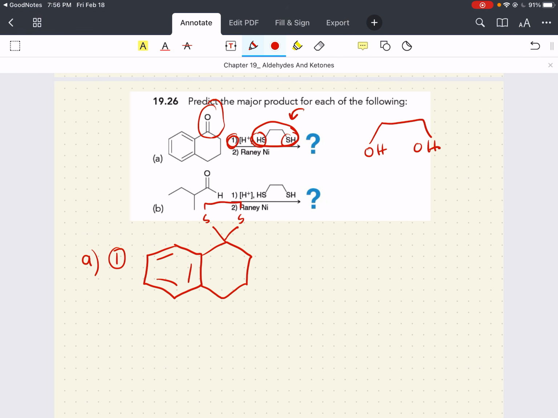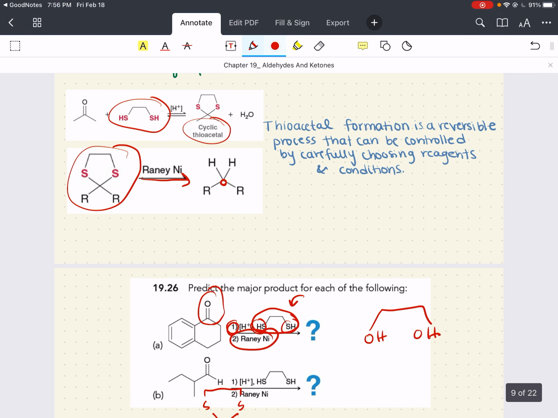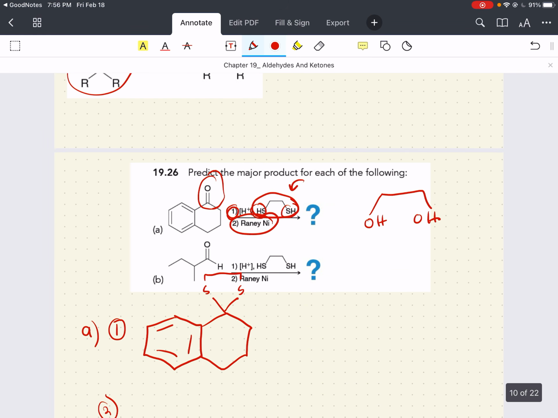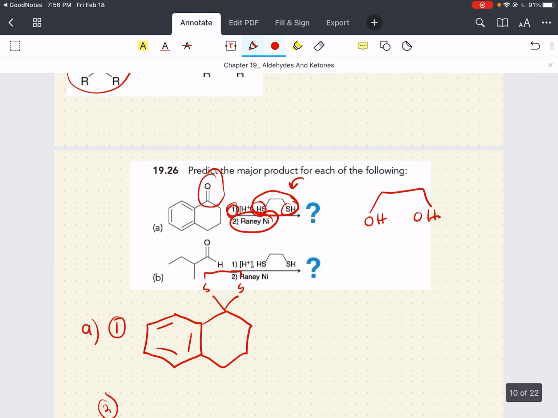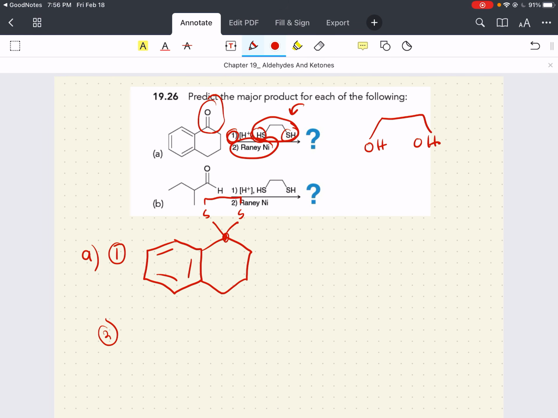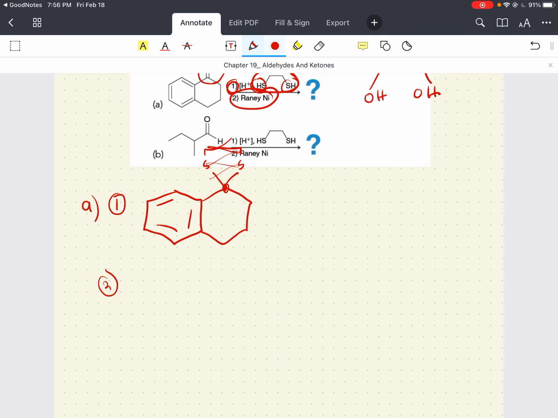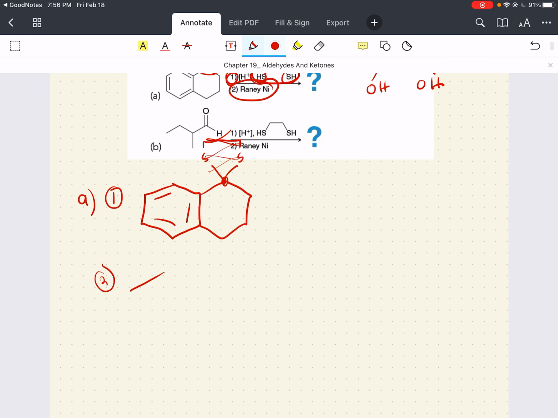Now, we have an extra step here where we treat it with Raney nickel. Remember, we just talked about this. Raney nickel takes this cyclic thioacetal and it's going to reduce it. What that means is this all goes away and we just have hydrogens there instead. This is going to be replaced by hydrogens. And so actually, our final product is going to look like this.